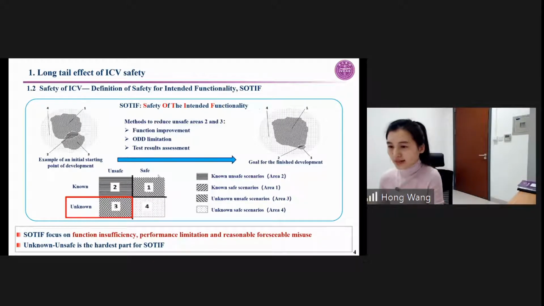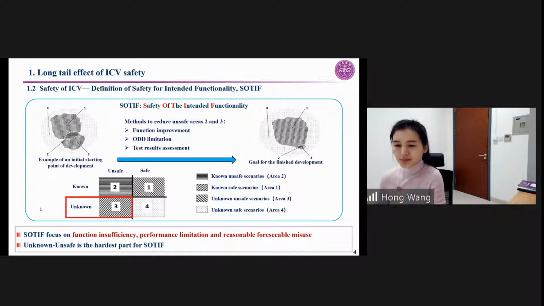We think the first one and the fourth one are safe, so we don't care about them. But we try to reduce or limit the known unsafe area and the unknown unsafe area. This is the main goal for the development of the ICV. We try to minimize the area of the second and the third one to enlarge the first one, the known safe area. So this is the general idea of what SOTIF is, what the main goal is, and what the main approach is to reduce the SOTIF challenge.